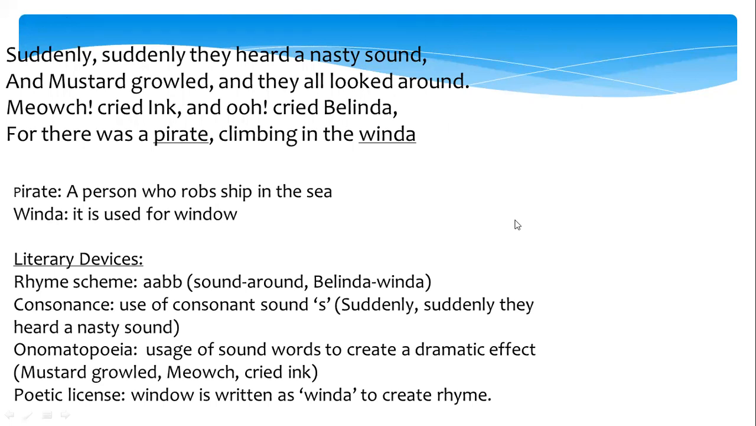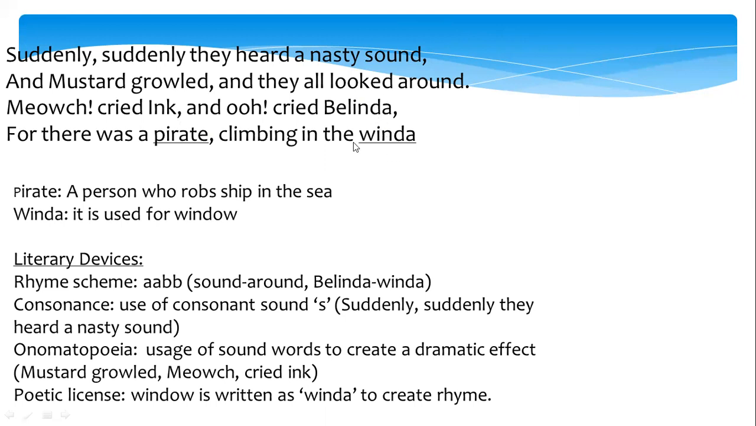Suddenly they heard a nasty sound, and Mustard growled, and they all looked around. "Mioch," cried Ink. "Ooh," cried Belinda, for there was a pirate climbing in the window. So here, nasty means very bad. And pirate is a sea robber, a person who robs ships in the sea. And window is used here just to rhyme it with Belinda.